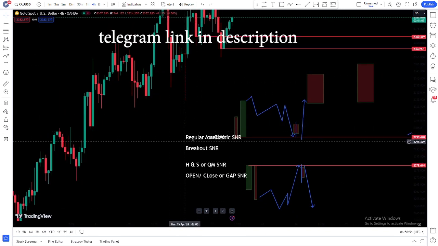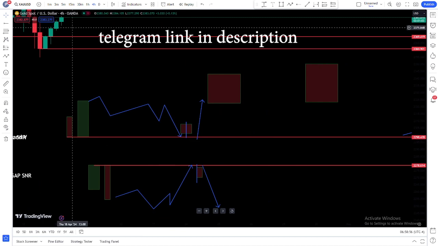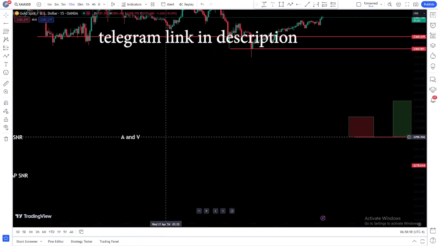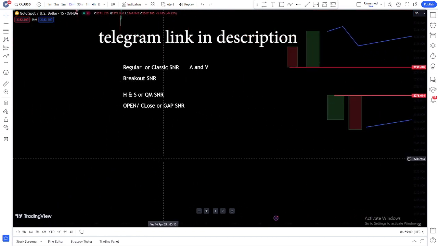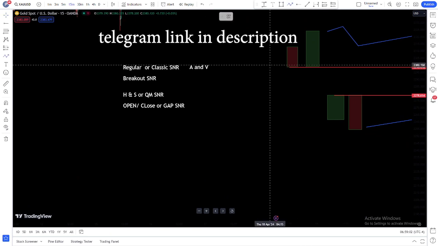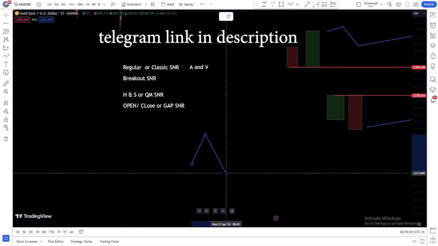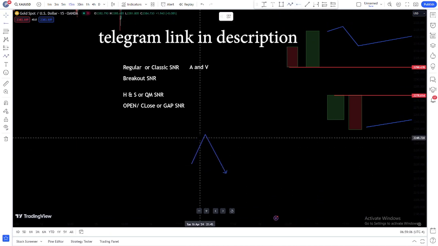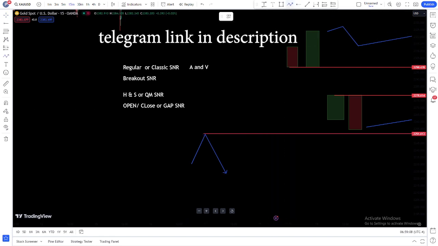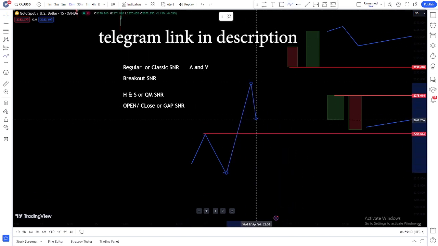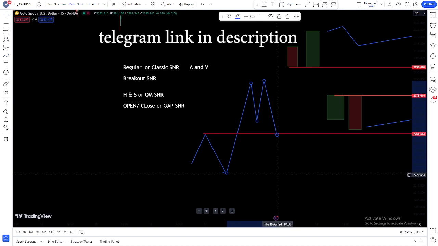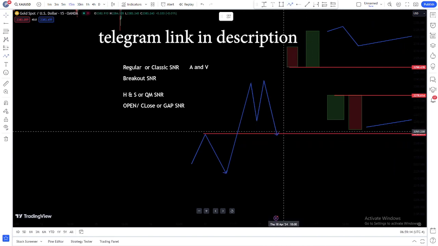Now we are going to see the breakout SNR. Sometimes you will see it like this, and this is the A shape. If this is the breakout here, we will see that the market will come to this A shape, and eventually it will go to the upper side. So this is the breakout SNR we are going to see in the chart.